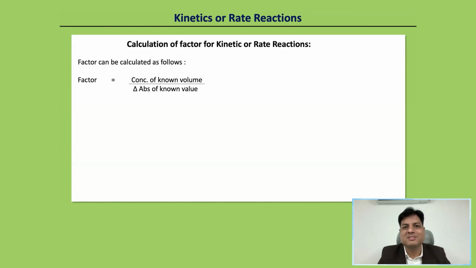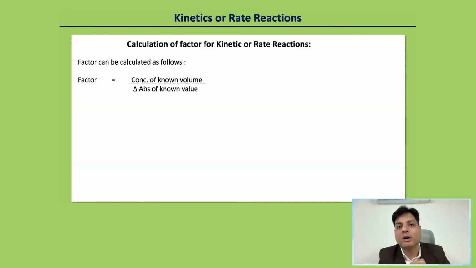But in kinetic reaction, we do not take one absorbance. So the known value sample is divided by the delta absorbance of the known value. What exactly is delta absorbance? Delta absorbance means the change in absorbance per minute.